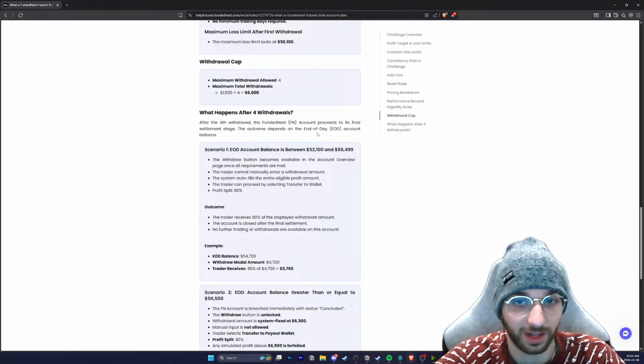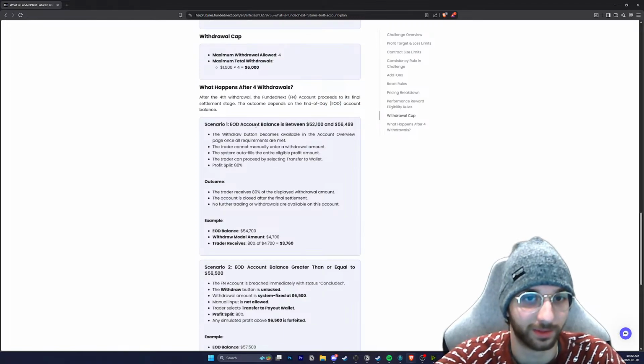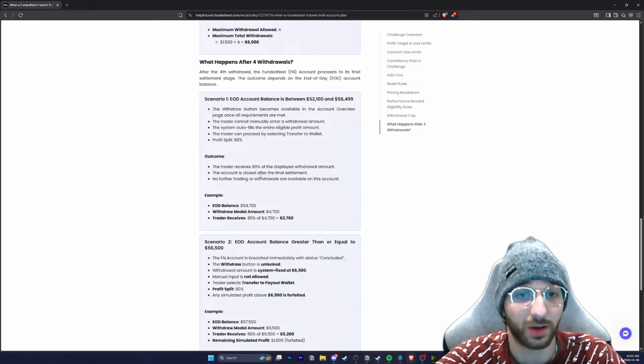the outcome depends. Okay, so look, the outcome depends on the end of day account balance. Scenario 1. Account balance is between 52,100 and 56,500. The withdraw button becomes available on the account overview. The trader cannot manually enter withdrawal amount. The system autofills their entire eligible profit amount. The trader can proceed by selecting transfer to wallet. Profit split. The outcome, the trader receives 80% of the displayed withdrawal amount. The account is closed after the final settlement.